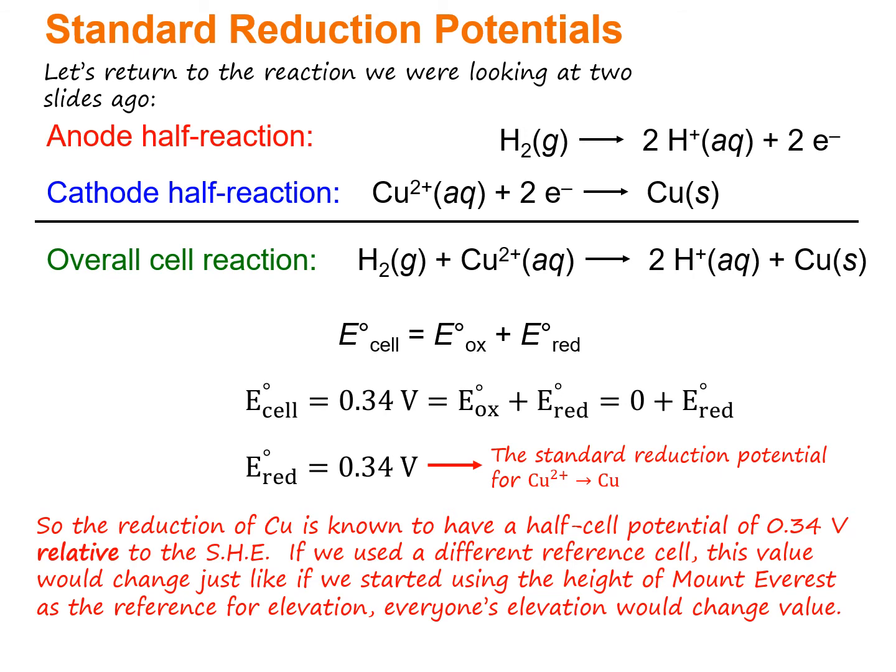If we use a different reference cell, if we decided to use some other half reaction as a reference, this value would change and everything else would change. That's why I have here as an example, what if you decided to use Mount Everest as a reference for your elevation? Are you any longer going to be at 7,500 feet if you're in Alamosa? No, you're now at some negative 20,000 feet or so, okay? So if we're considering a different reference, we change all the voltages. But what we're going to use is the standard hydrogen electrode, which we're going to consider to have 0 volts, and compare all other reactions relative to that, okay?